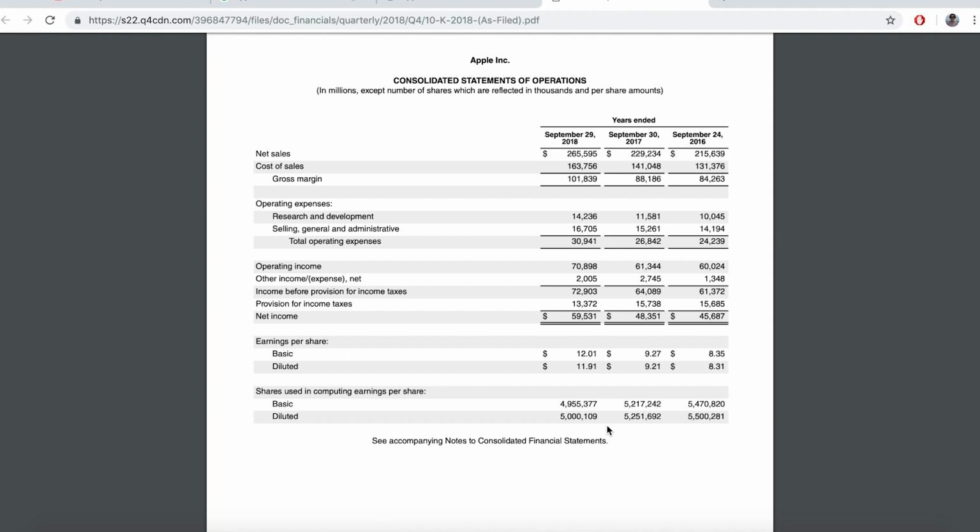Another negative sign would be if the earnings per share was growing, but the revenue was declining. Now, this can indicate that they are effectively reducing costs, because if they're bringing in less money, yet they're keeping more at the end of the year, that means that they've lowered their costs, which is a good sign.